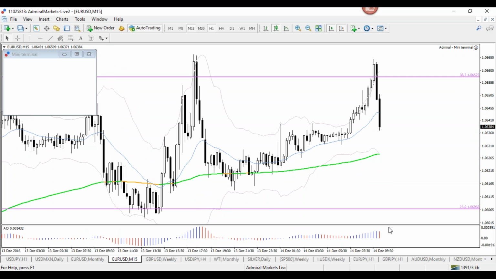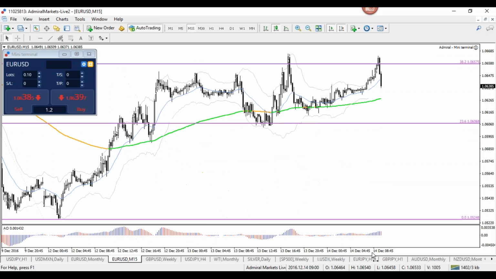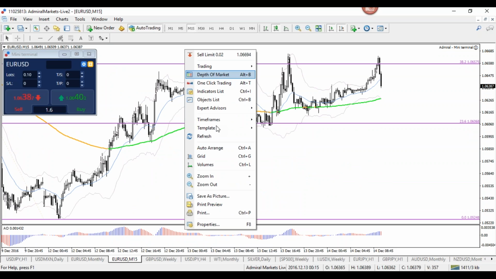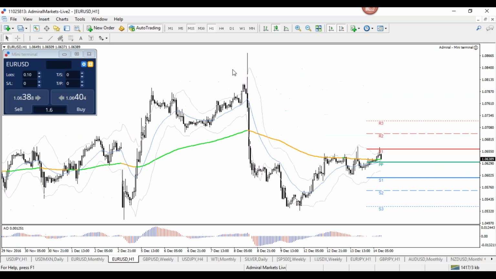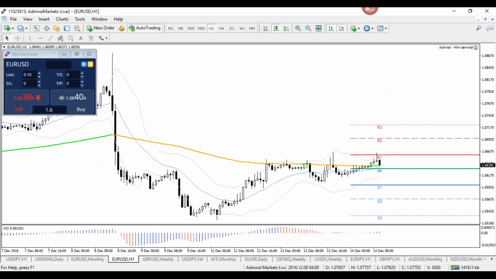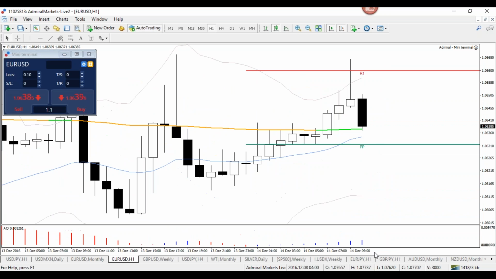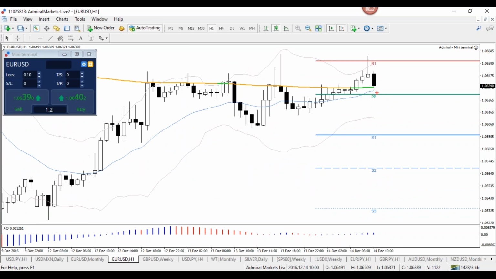Engulfing twins on the 15-minute chart. One second, let me add the pivot points. Still above the main pivot point. Pretty big wick at the R1. So I think it's probably best to keep an eye on pivot point S1, see how the candles react to those levels to see if there's a bounce or not.